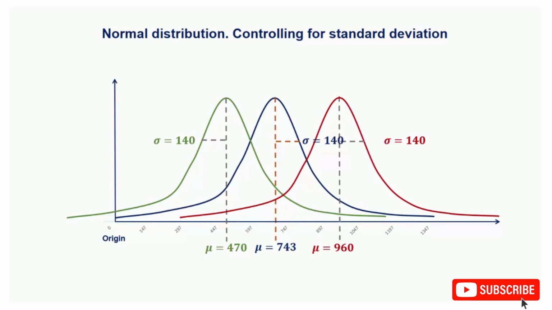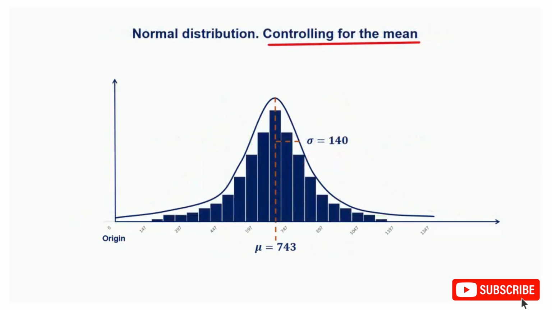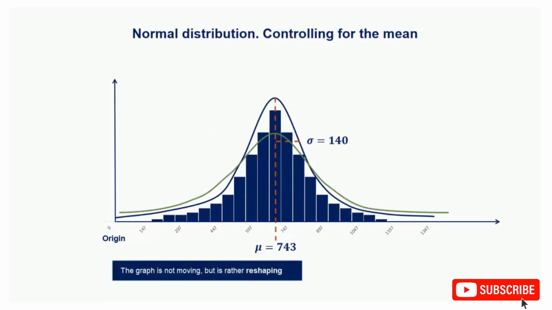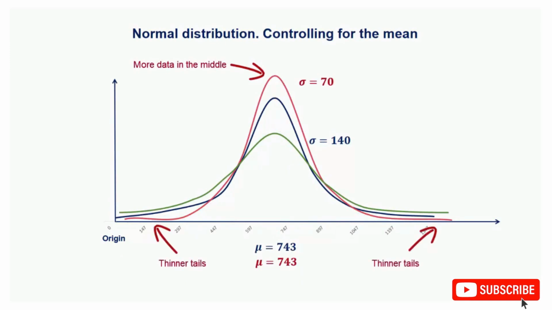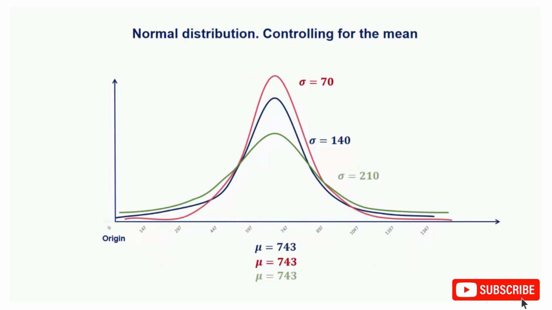Alright, let's do the opposite. Controlling for the mean, we can change the standard deviation and see what happens. This time, the graph is not moving, but is rather reshaping. A lower standard deviation results in lower dispersion, so more data in the middle and thinner tails. On the other hand, a higher standard deviation will cause the graph to flatten out with less points in the middle and more to the end, or in statistics jargon, fatter tails. Great! In our next lesson, we will use this knowledge to talk about standardization. Stay tuned!